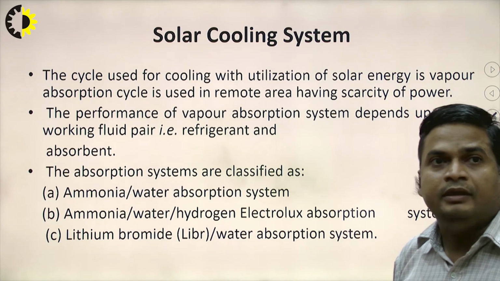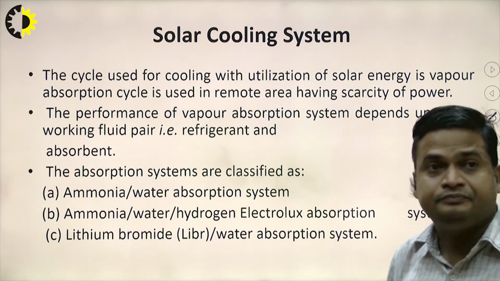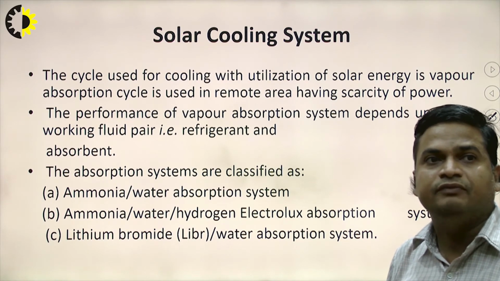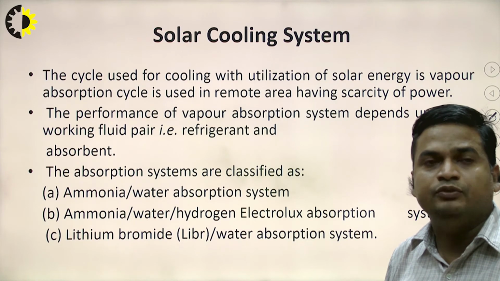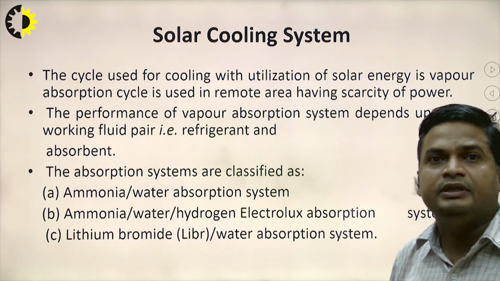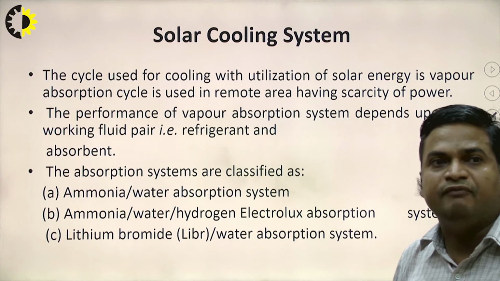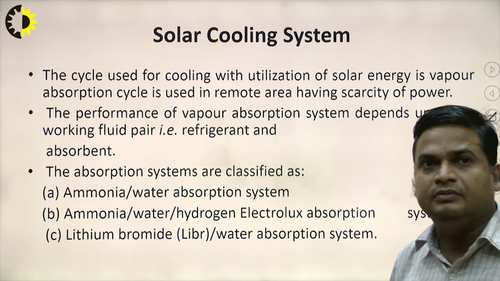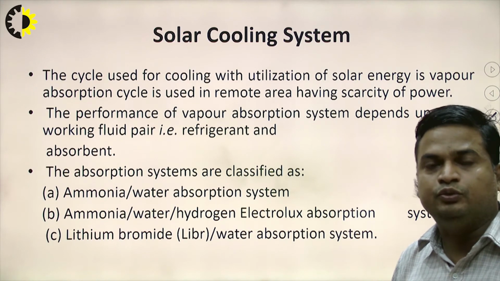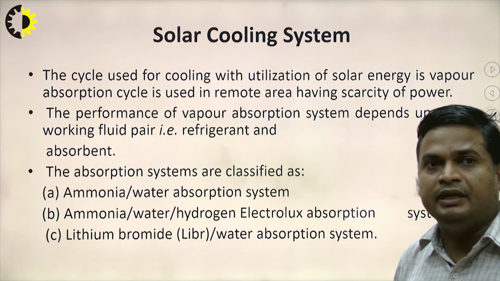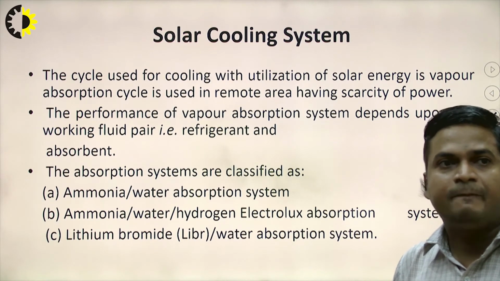Next is the solar cooling system. The cycle used for cooling with utilization of solar energy is the vapor absorption cycle, used in remote areas having scarcity of water, scarcity of power. Means in this what we are doing, like in a refrigerator, we are using a refrigerant that is used to cool the cabin of that area, takes the heat from the hot substances and cools down the whole area.